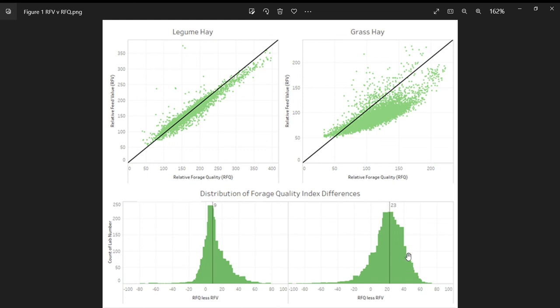So hopefully this helped you to understand today that RFV and RFQ are not always going to be the same value, and it should not be alarming when you do see two different values on your report.